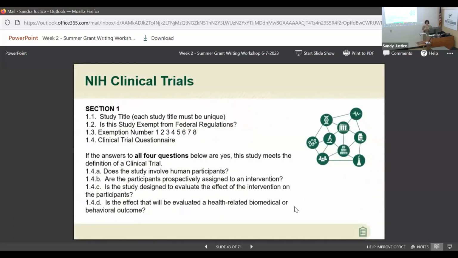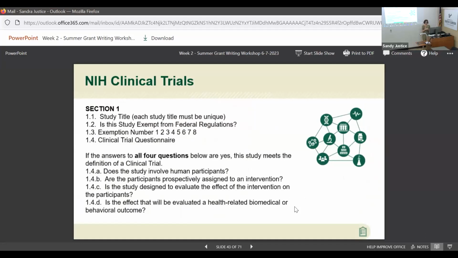Clinical trials ask these basic 4 questions. Does the study involve human participants? Now, involving human participants may be a survey. I'm going to send out a Qualtrics survey. It's not really a clinical trial, is it? No, it's really a survey, but it still involves human subjects.